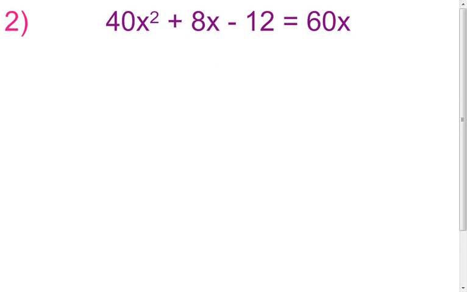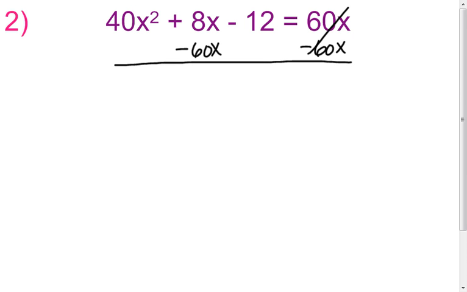All right, here's our next problem. Of course, the first thing we need to do is set it equal to 0. So I need to subtract the 60x over. I want you to notice that you already have an x term on the left side that you can combine this one with, so make sure you do that. And so then I have 40x squared, 8x minus 60x would be negative 52x, and then minus 12 equals 0.